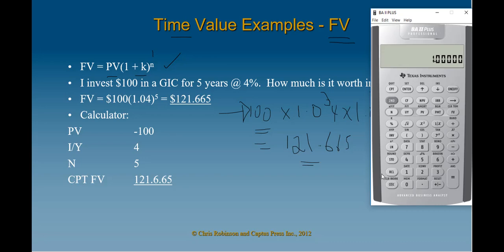So just going to show you, and the other thing to note is that for present value and future value, we're talking about cash flows.